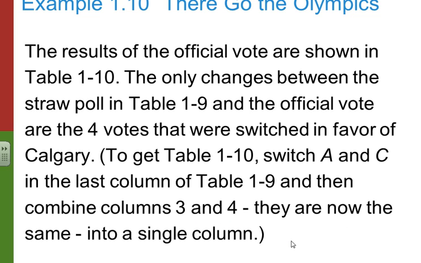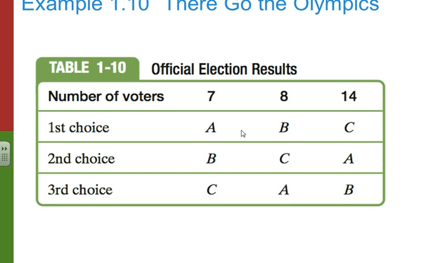No. The results of the official voting change between the straw poll and the final, and what happens is that somebody else wins. Calgary gets 14 votes, not enough. Athens gets eliminated. Now Barcelona ends up with 15 votes, the majority, and they will win.